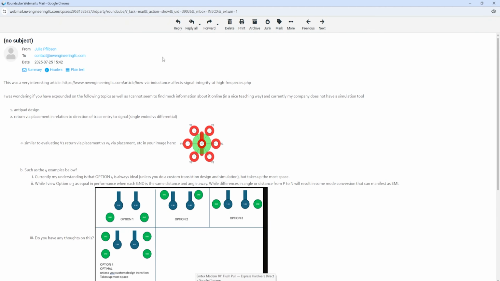This question comes from Julia Flipson, and here you can see that she is referencing an article on my company website, and she is asking, "I was wondering if you have expounded on the following topics, as I cannot seem to find much information about it online in a nice teaching way, and currently my company does not have a simulation tool." Well, that's why you contact me, because I do have access to some of those tools, not all of them, but I'm very happy to discuss this in a video.